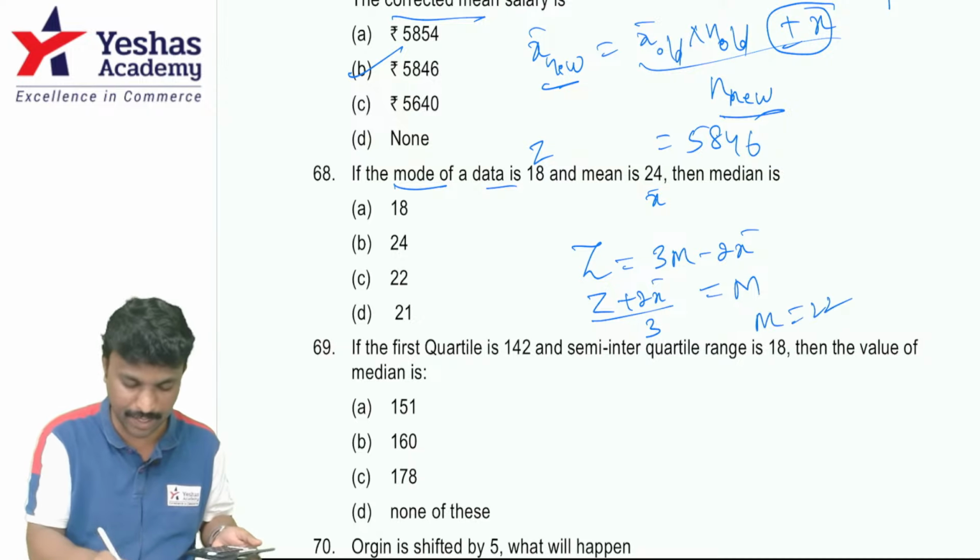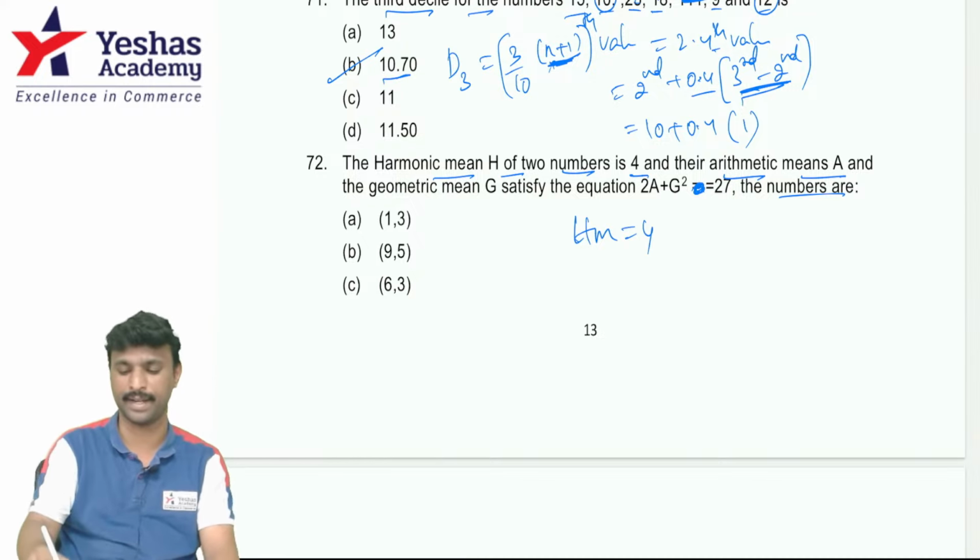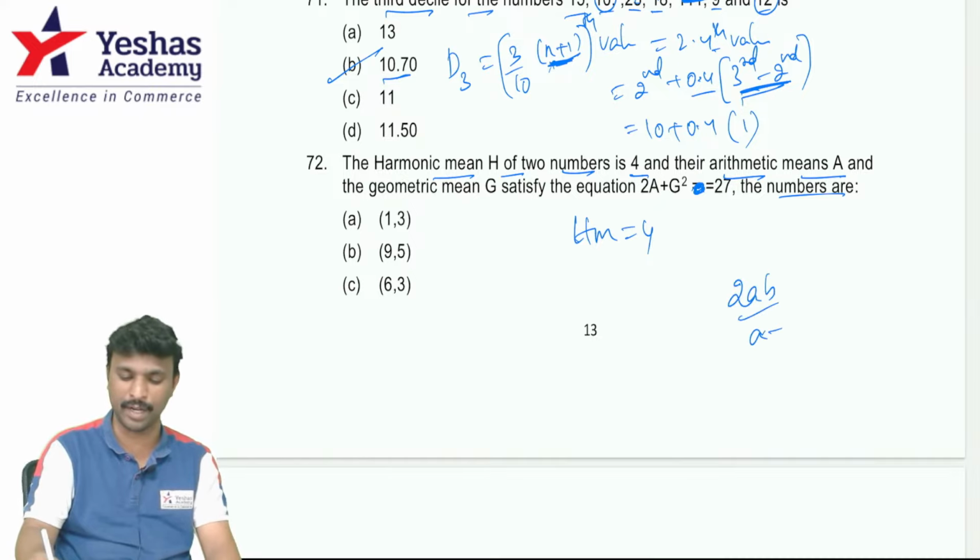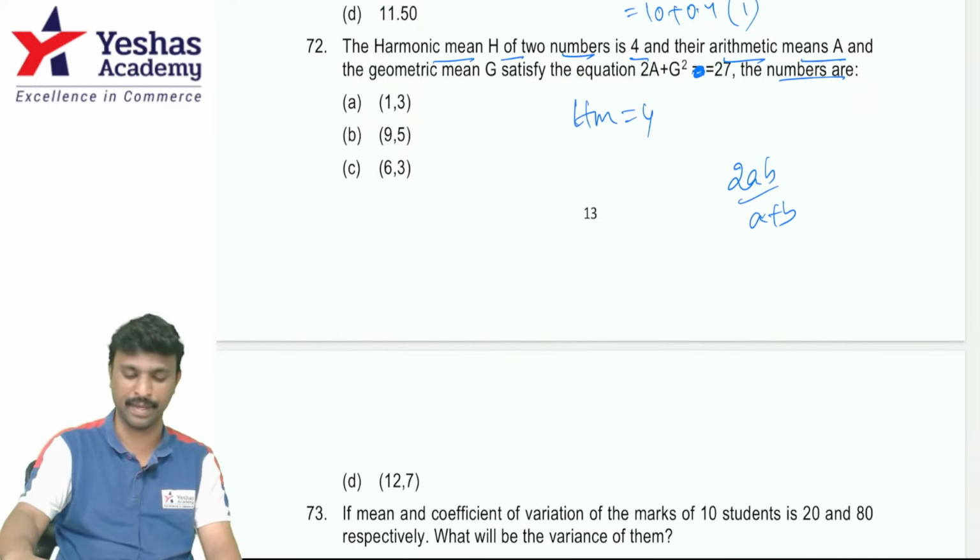is a. Harmonic mean is given as 4. Arithmetic mean is a. 2a plus g square is equal to 27. The numbers are. So guys, just hit the option. Whichever option gives you harmonic mean as 4, that will be the right answer. What is harmonic mean? 2ab divided by a plus b. So which option satisfies that? If I hit option C, 2 into 6 into 3 divided by 6 plus 3 is 9. That fetches me what? 4. So option C is the right answer.